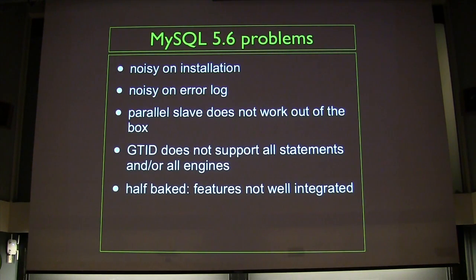Crash safe slave was designed and implemented before GTIDs started to be designed. So what we have here is a crash safe slave that works but doesn't work well with GTIDs. And the same for parallel application. Parallel application was designed after crash safe slaves and before GTIDs. So the three things don't work together. If you need only one, you are okay. If you need all three of them, and you probably should if you are using parallel replication, you don't get that.